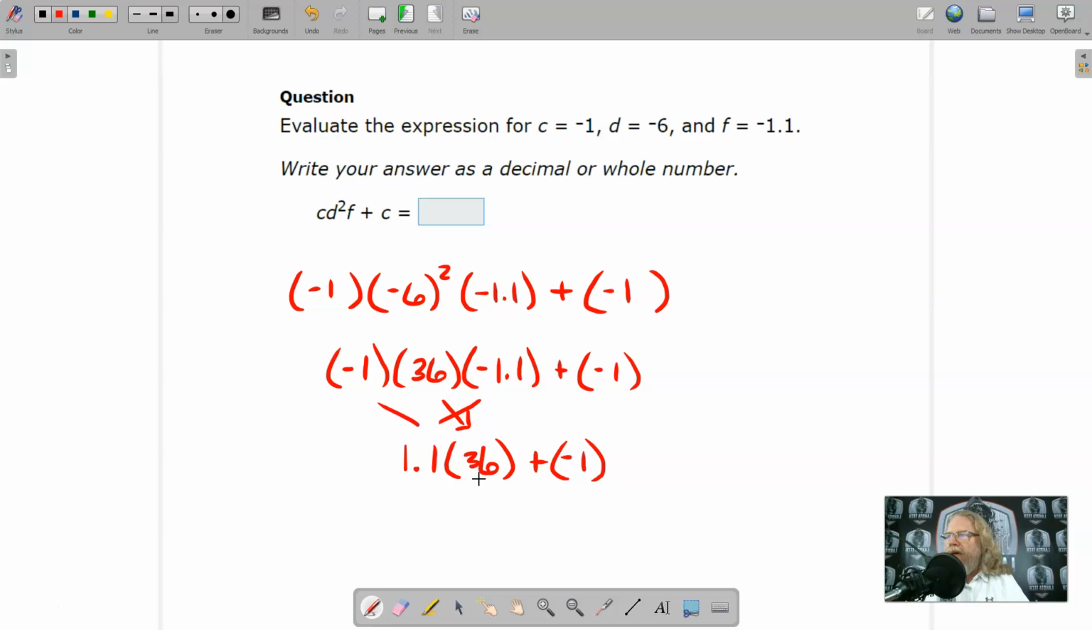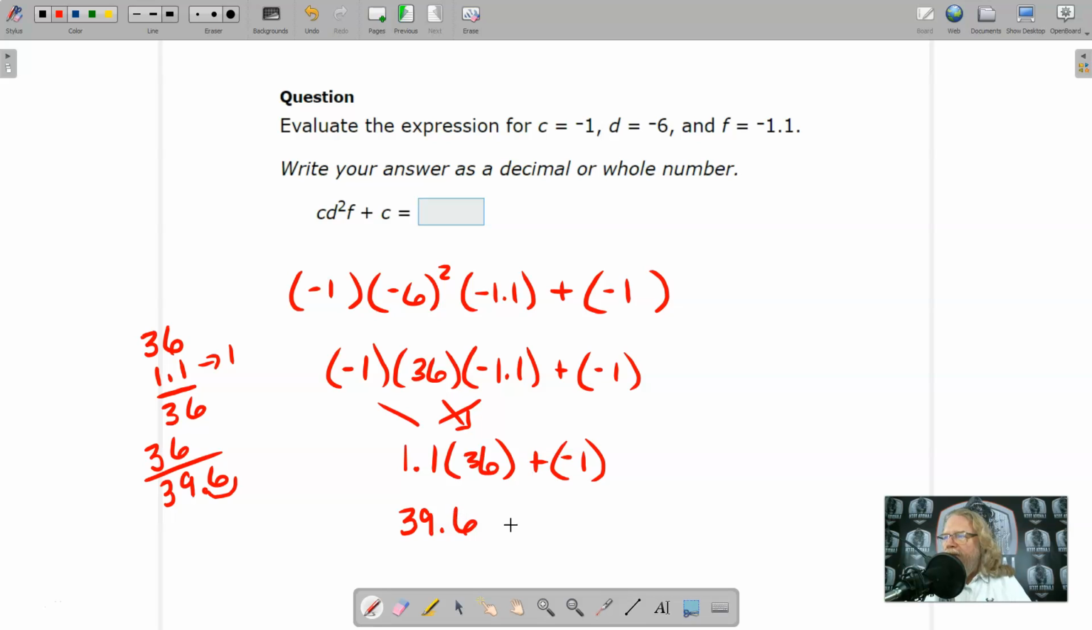Now 1.1 times 36. I might want to go ahead and work that off to the side. 36 times 1.1. 1 times 6 is 6. 1 times 3 is 3. And 1 times 6 is 6. 1 times 3 is 3. 6, 9, 3. We have one number to the right of the decimal, so we need to move one place, and we end up with 39.6 by multiplying those together.